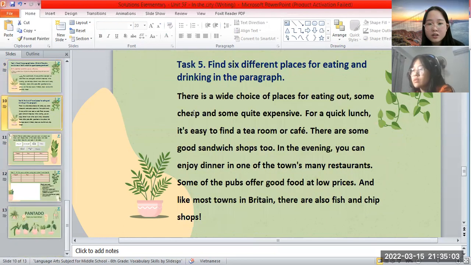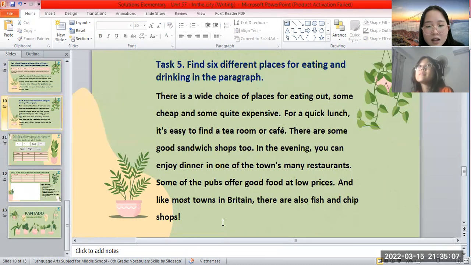Okay, now move on to the next one. Can you find 6 different places for eating and drinking in the paragraph? 6 different places. Where can we eat and where can we drink?